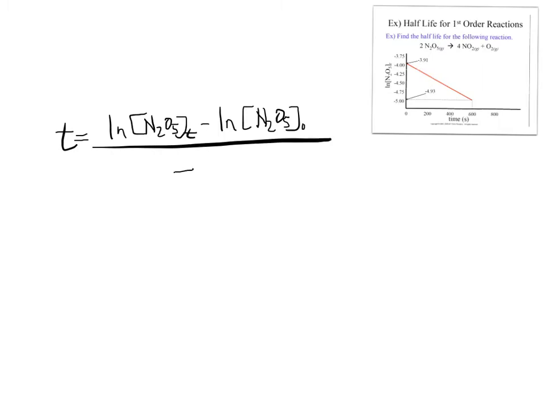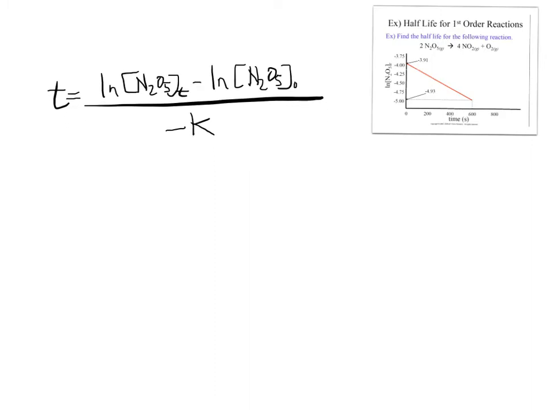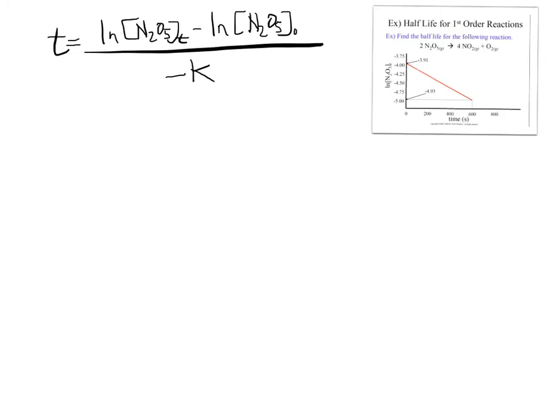And since we're looking for the time, the half-life is a time, let's rearrange this equation and solve for time instead. So that means that time is equal to the natural log of the concentration of N2O5 at time t minus the natural log of the concentration of N2O5 initially, divided by the negative of k. What we can see from this is we're going to need to get that k value before we can solve for the half-life. So the k, remember, that's just the negative of the slope, and we can find the slope from our graph pretty easily.